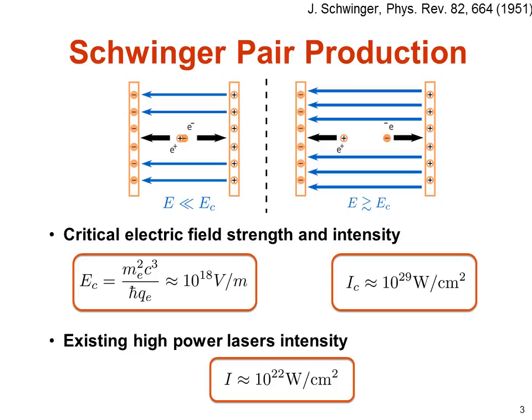If an external electric field is too weak, its energy does not suffice to account for the rest mass of the electron-positron pair. However, if the electric field amplitude reaches a critical amplitude, electron-positron pairs are generated. Schwinger pair production was first predicted in the early 1930s. However, the necessary field strengths are still beyond the reach of even the most powerful high-intensity laser facilities.